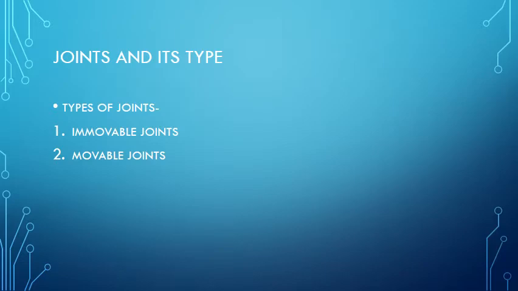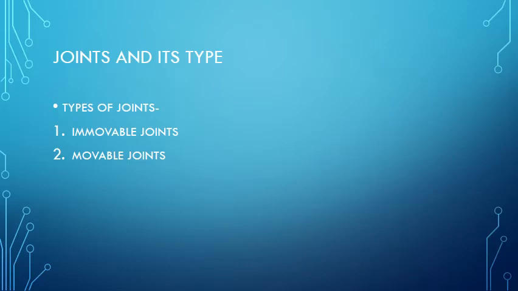Now there are different types of joints. Two types of joints: immovable joints and movable joints. If we talk about immovable joints, they are fixed joints which can't move, and we can find these joints in our facial bones and the bones of the brain box. As I already told you, in the skull all the bones are fixed, only the lower jaw bone can move. So these are the fixed bones.